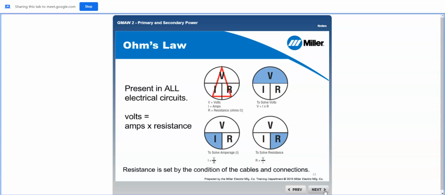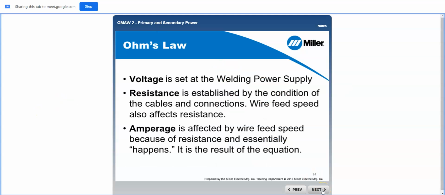To better understand resistance in a welding circuit, we need to understand the relationship between resistance, ohms, voltage, and amperage. Okay, these notes are all goofed up. So basically we need to know that these are all related to each other. We won't get too deep into this.